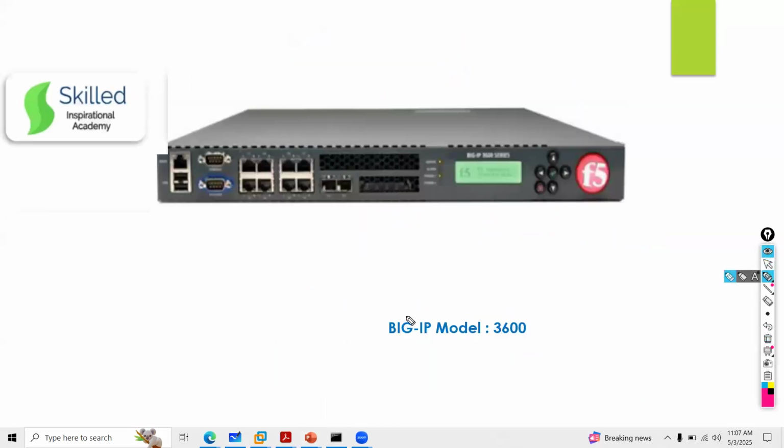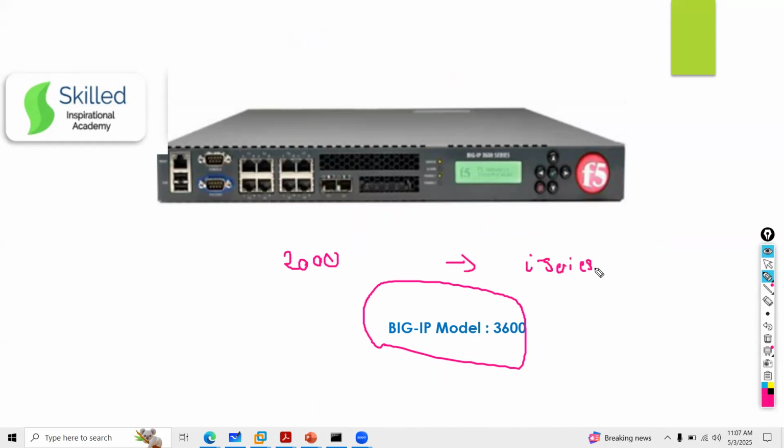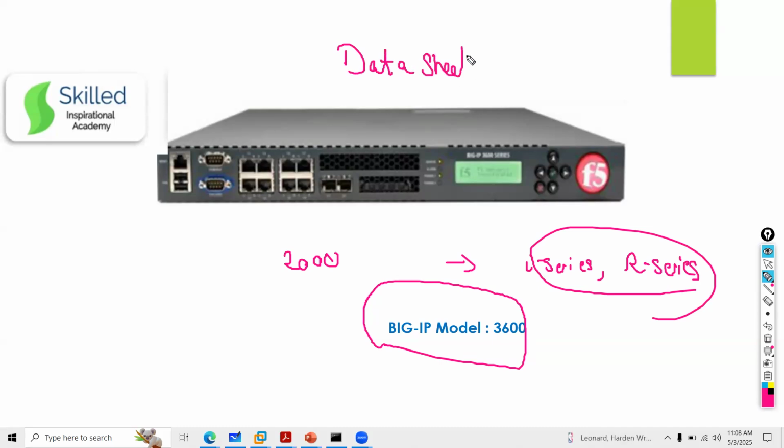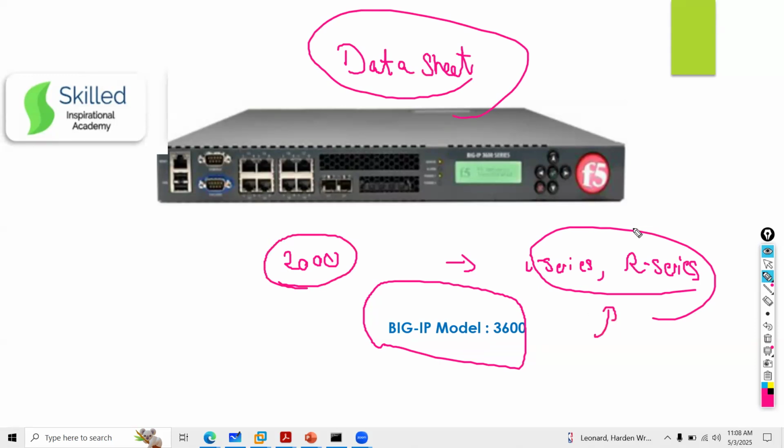When I talk about Big IP, the Big IP models are different. The base model is the 2000 series, and the latest models running are the I series and R series. Whenever you go for an interview, if they want to test your knowledge, they will ask you the model number, on which model number you have worked. That is very critical. You need to understand the model number. There is a data sheet available on the internet to understand the base model. The base model is 2000, and the latest models are the I series and R series.